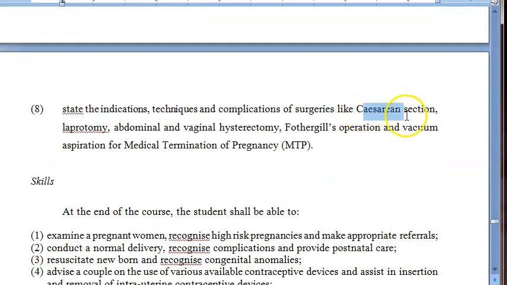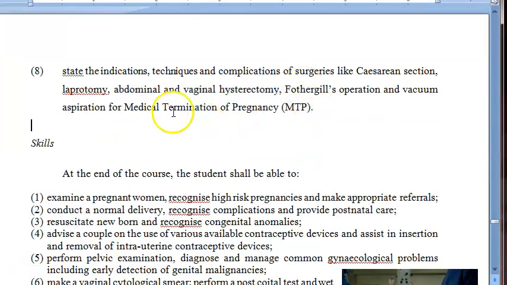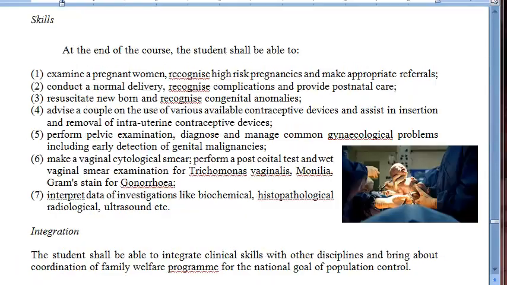You should know for cesarean section what the indications are. Cesarean section should not be done unless these indications are present. What are the techniques of cesarean section and what are the complications of a C-section? You should know about laparotomy, abdominal and vaginal hysterectomy. This again comes in gynecology, isn't it? So some gynecology is there here. Fothergill operation, this is for the support of the uterus, isn't it?